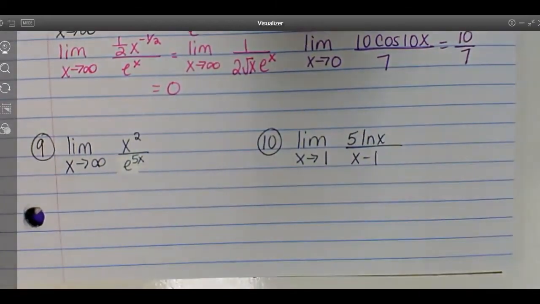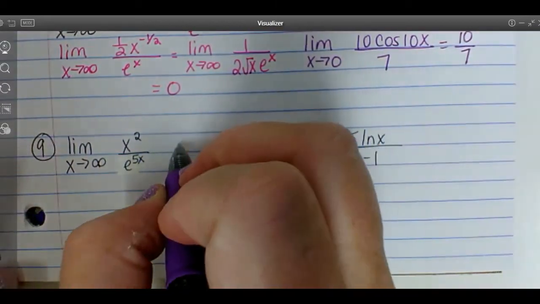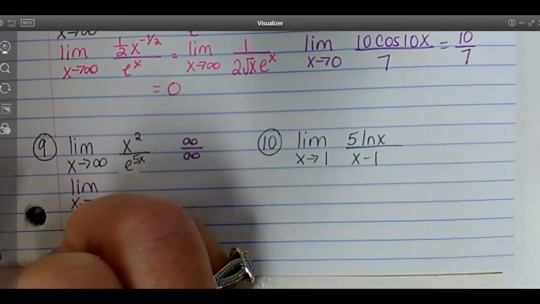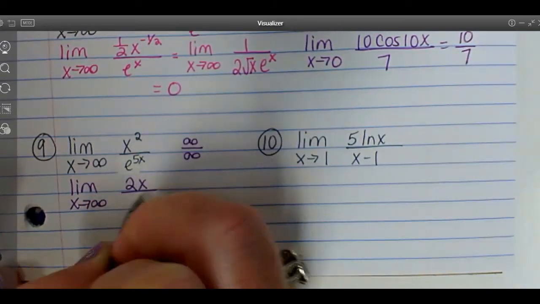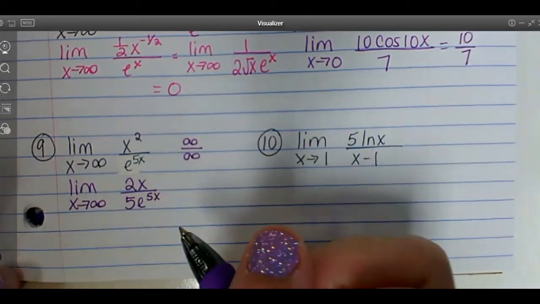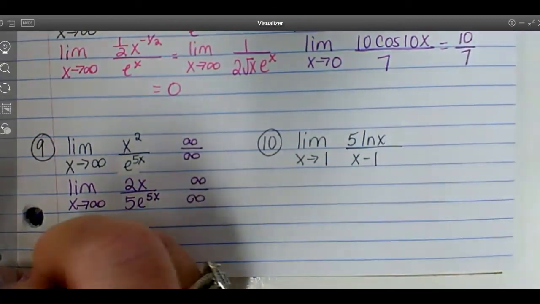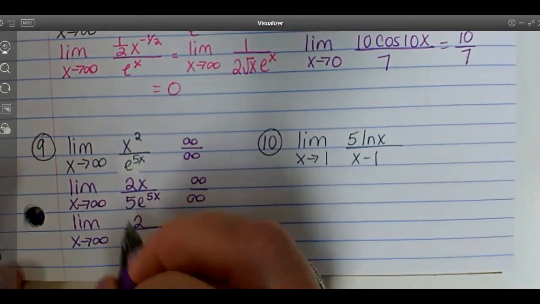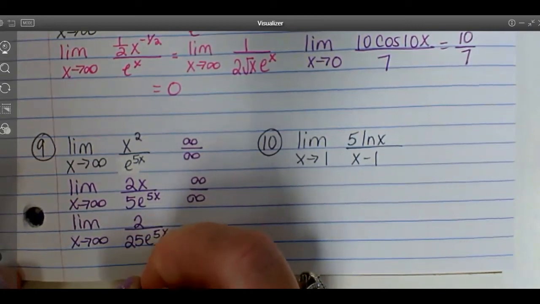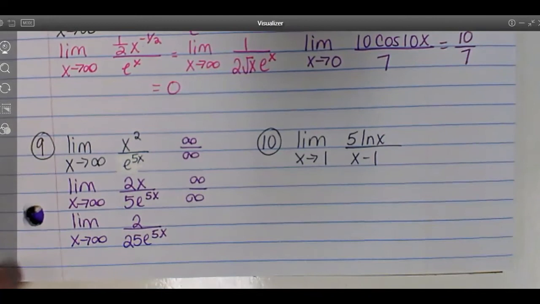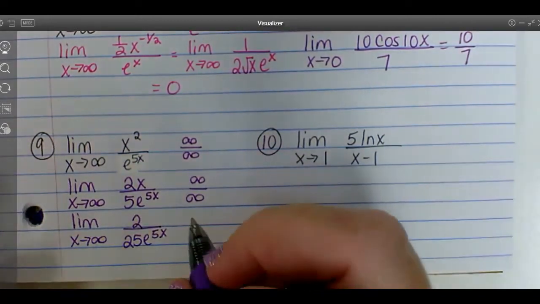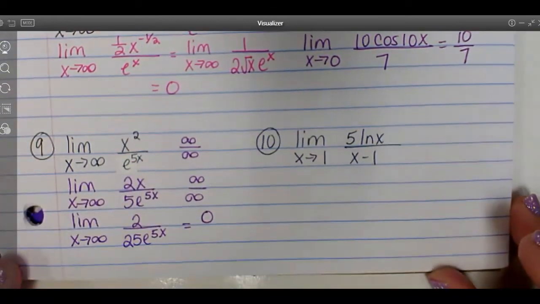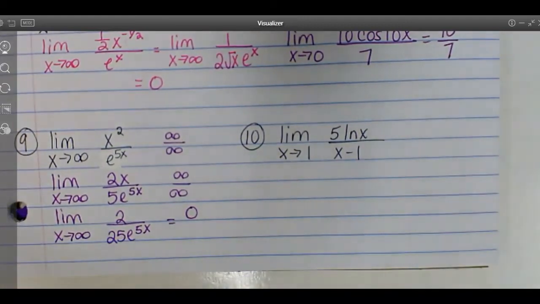Number 9. So when I think about plugging in infinity here, I do get infinity over infinity. So that means that I can use L'Hopital's rule, which is the derivative of the top and the derivative of the bottom. Plugging in infinity reveals still an infinity over infinity, so I'm going to do it again. So 2 over 5 times 5 is 25, e to the 5x. Plugging in infinity gives me an infinity on the bottom, a number on the top, 2 over infinity. So that limit is going to be 0. Notice I never put equals right here. That's because it really doesn't equal that. That's just what you get when you plug it in.